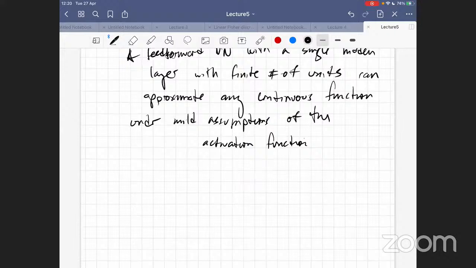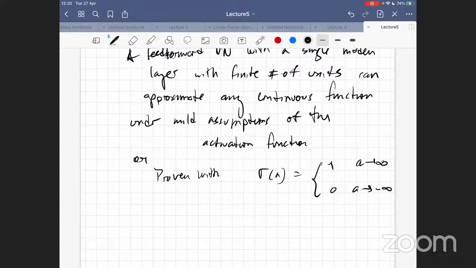For example, the theorem was actually proven with sigmoidal type functions. This is proven with functions which have the following behavior. This is 1 when a goes to infinity, and 0 when a goes to minus infinity. So even though it was originally proven with that, it works even if this is not the case.